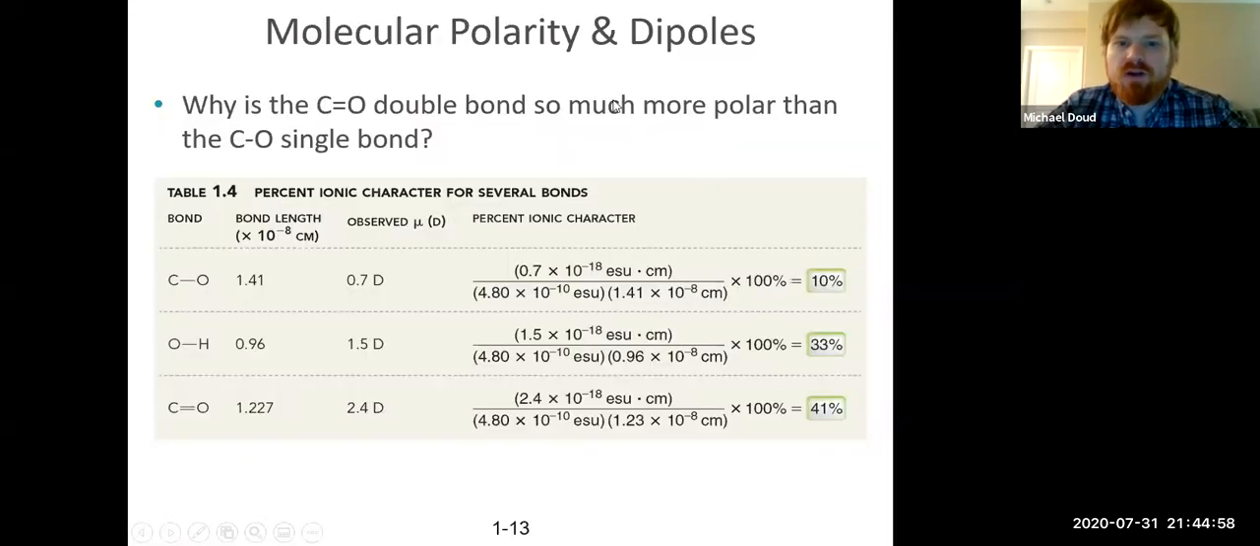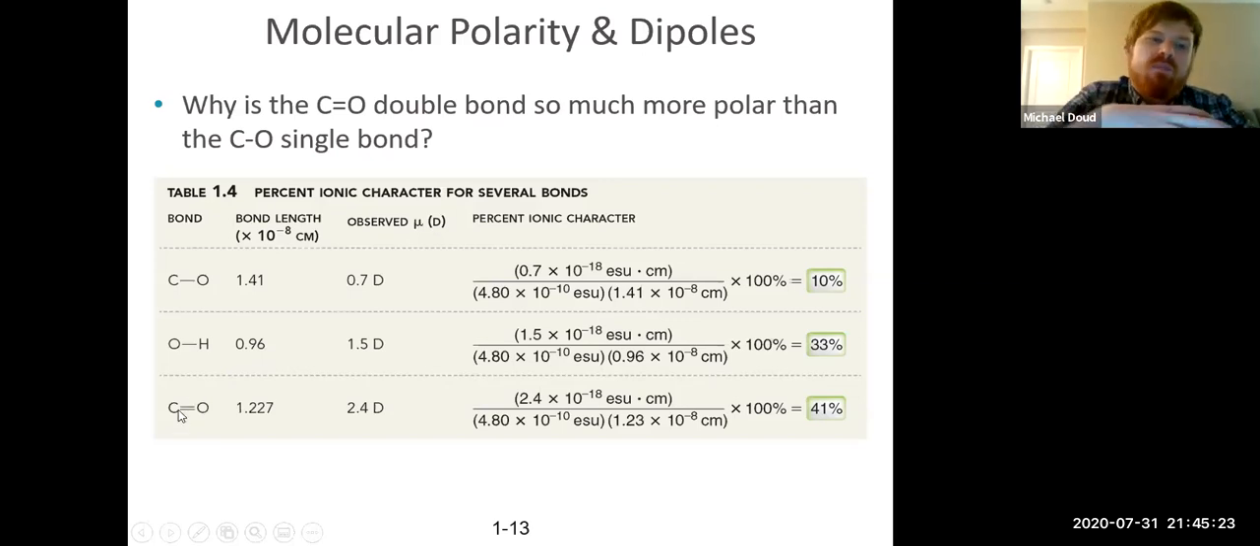All right, well, I hope you figured out that the most important factor here is going to be the separation of charges, which is this 2.4 times 10 to the negative 18th ESU times centimeters. And the reason that this partial charge is so much bigger for the carbon-oxygen double bond is because rather than just dealing with 2 electrons like in the carbon-oxygen single bond and the oxygen-hydrogen single bond, we're actually dealing with 4 total electrons here.